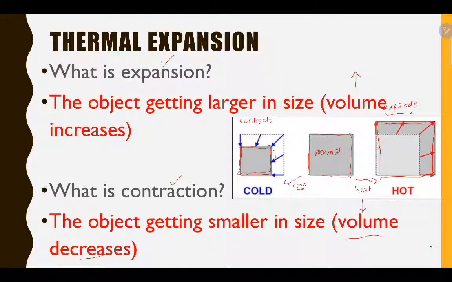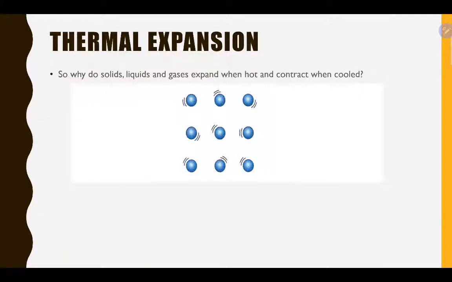Expansion happens when you put heat in. Contraction happens when it gets colder, when you remove heat. So why do solids, liquids and gases expand when hot and contract when cooled? This is always the law. This is always correct. Solid, liquid and gas always expand when hot, always contract when cooled.